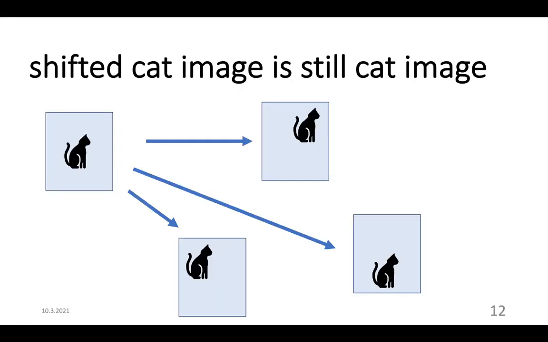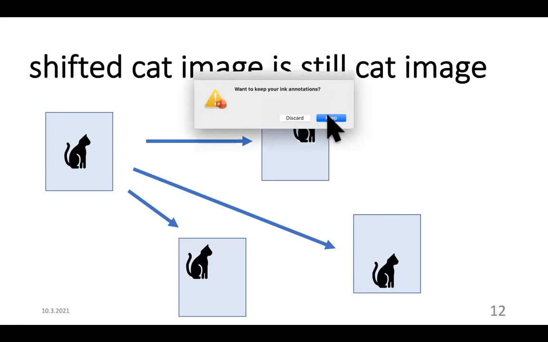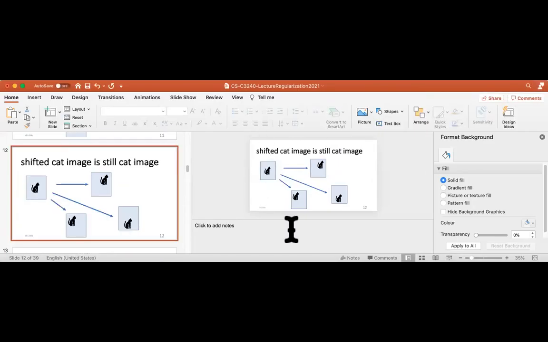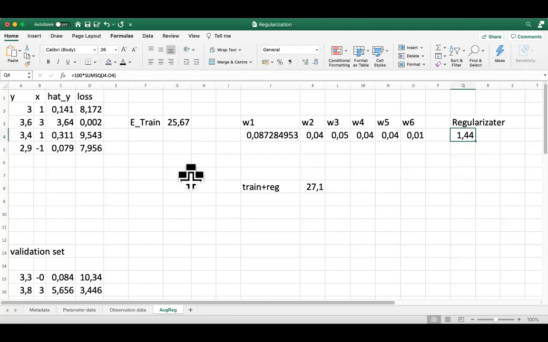Okay, so this is called data augmentation, and this is a very neat tool when you have too little data. So maybe let's illustrate this in Excel. We can do data augmentation in a spreadsheet. I will show you now how.